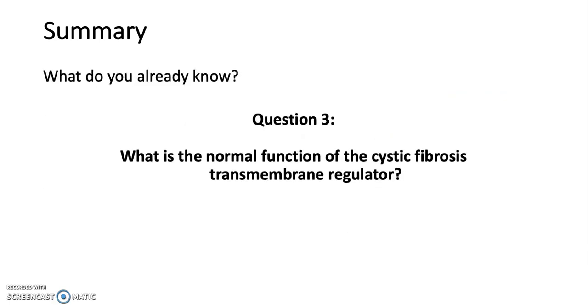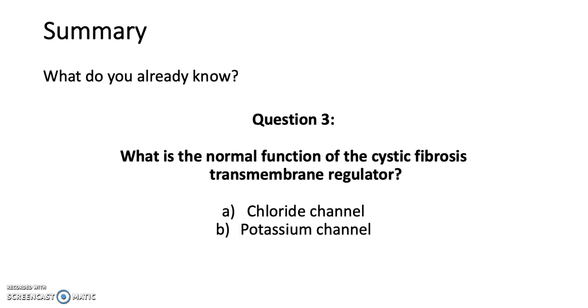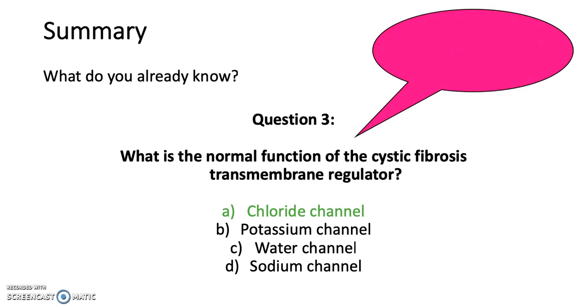Question 3. What is the normal function of the cystic fibrosis transmembrane regulator? A. Chloride channel, B. Potassium channel, C. Water channel, or D. Sodium channel? The answer is A, chloride channel.